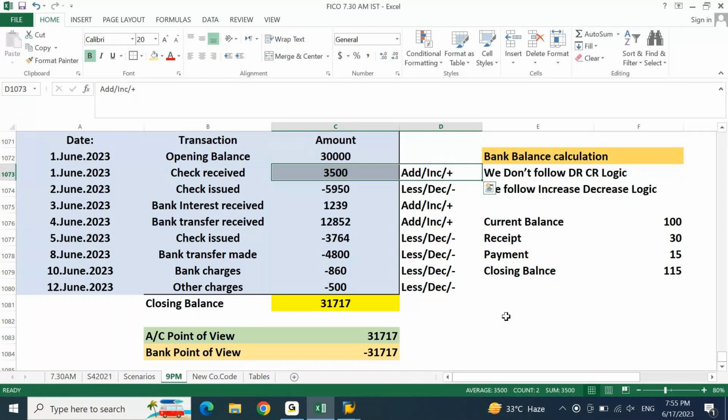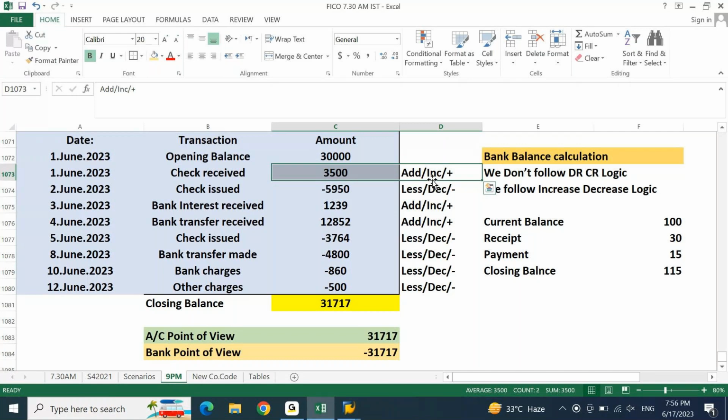What I need to do? First, I need to know whether this transaction is increasing the balance or decreasing the balance. Accordingly, I need to put plus minus symbol. Point number 1, agree with me? Correct? Yes, sir. First, I need to know whether this particular transaction is increasing my balance or decreasing my balance. Accordingly, I need to place plus minus symbol. Now, based on the plus minus symbol, I need to pass the accounting entry.